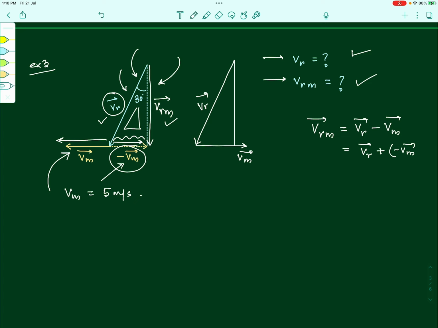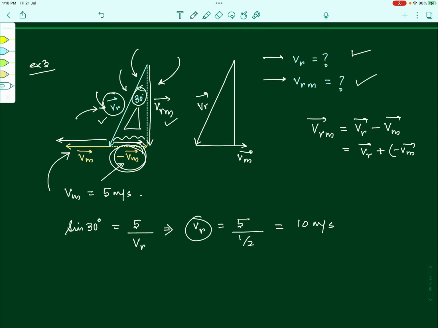For finding out Vr, we can use the trigonometric ratio sine. We can write sine of 30 is equal to the opposite by the hypotenuse. The opposite for this angle 30 degrees is the magnitude of minus Vm, which will be Vm itself. So 5 divided by Vr, isn't it? The velocity of the rain, which is the hypotenuse. And from here we can easily write Vr is equal to 5 by sine 30. Sine 30 we know is 1 by 2. So that becomes 10 meters per second. That's the speed of the rain falling down with respect to the ground. Understand? This is just Vr.